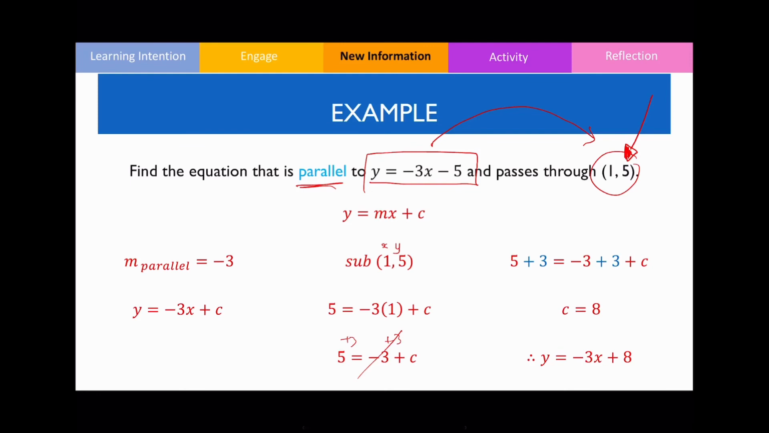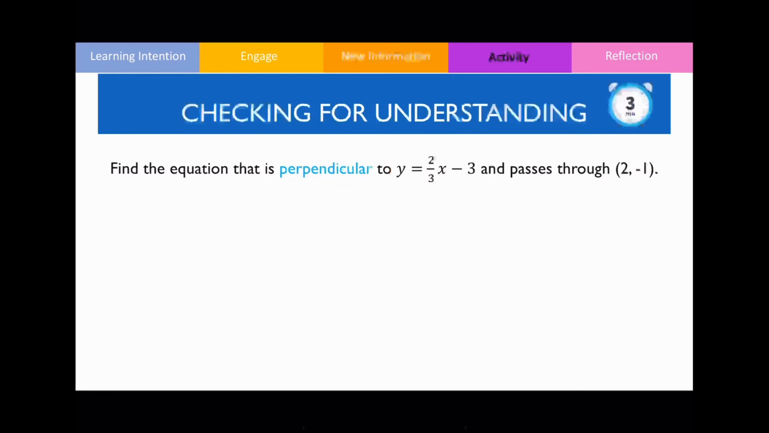So what I want you to do now is do this on your own. But in this example over here, it's going to be perpendicular, okay? So I'm just going to note that there for you guys. So please give yourself 3 minutes and then we'll compare our answer together.